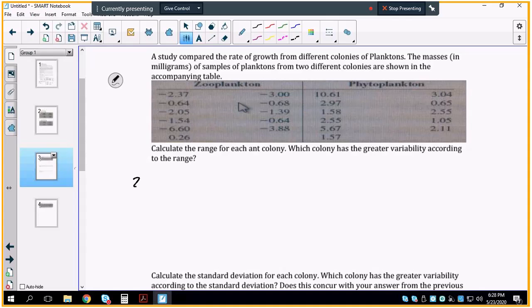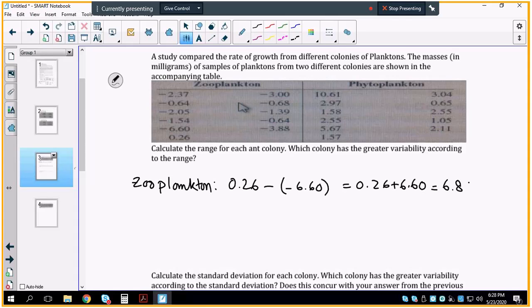So I'm going to do it for zooplanktons. And again, I just want you to remember that the range is the highest data minus the lowest data. Well, if you look at the highest data in this one, there is only one positive data, so that should be 0.26, minus the lowest data, which is -6.60. So essentially this becomes a plus, so 0.26 plus 6.60, which is 6.86.